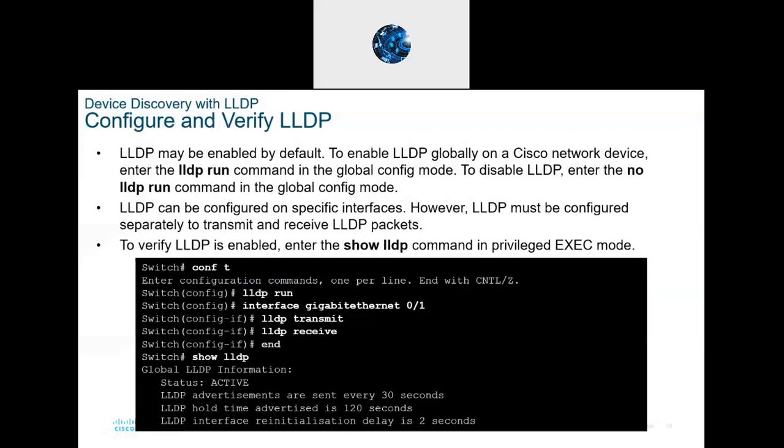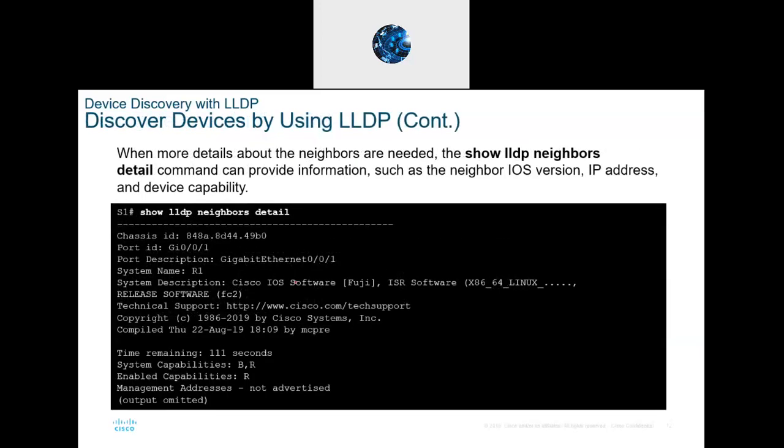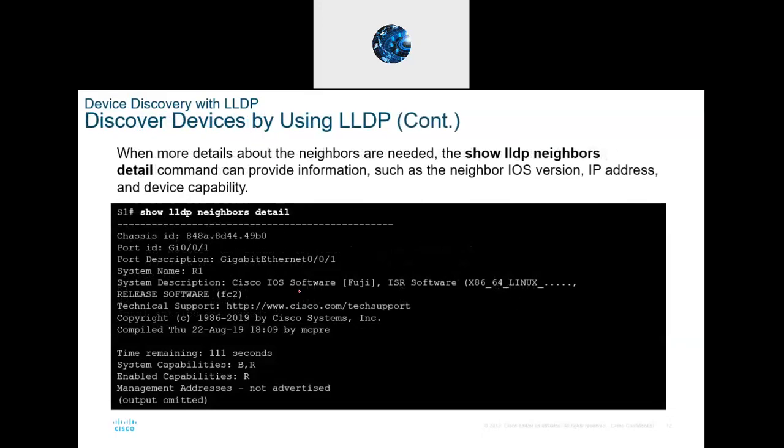You can decide to say you are this interface, we want you to just transmit this LLDP message or just to receive LLDP message. We can do that. You can see we can show LLDP to see the LLDP information. We can see our neighbor. I've demonstrated that. Shows the LLDP neighbor. We can also do the details.